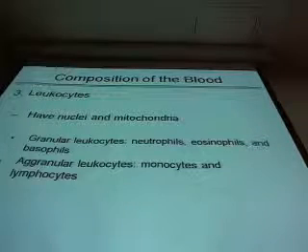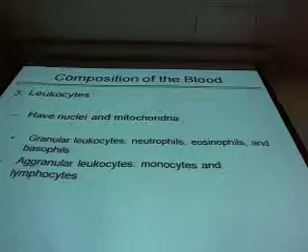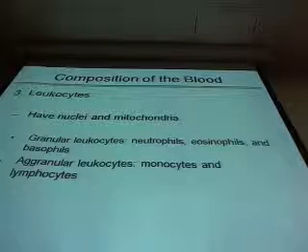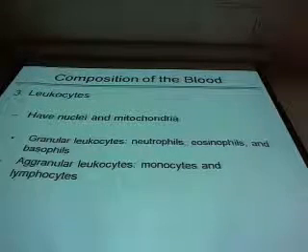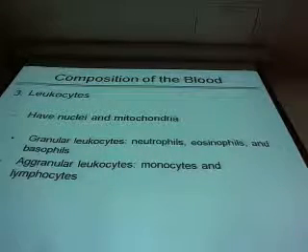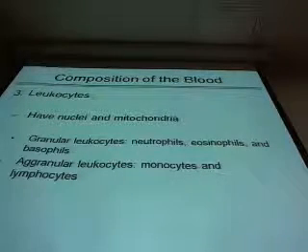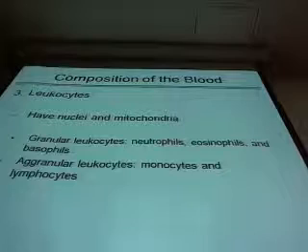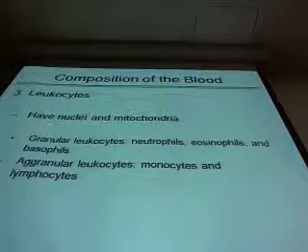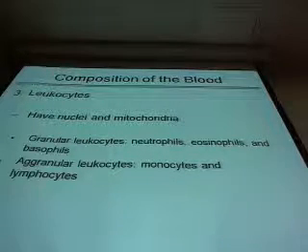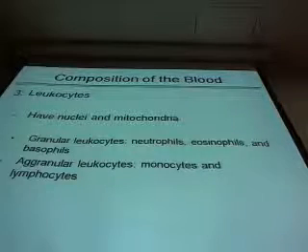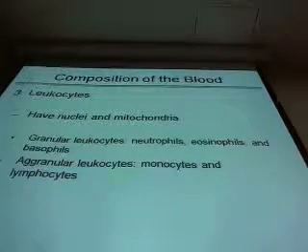And it'll show up. Okay, leukocytes. Leukocytes are the white blood cells. You have the granular and you have the agranular. The granular are your neutrophils, your basophils, your eosinophils. Your agranular are your monocytes and your lymphocytes.